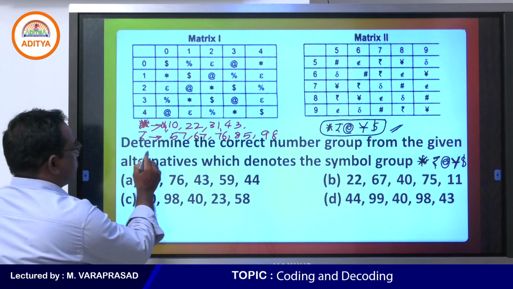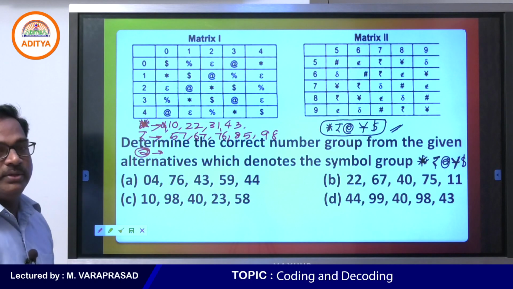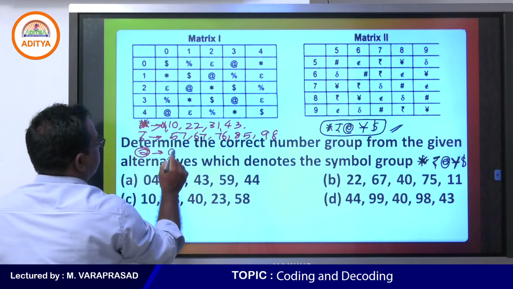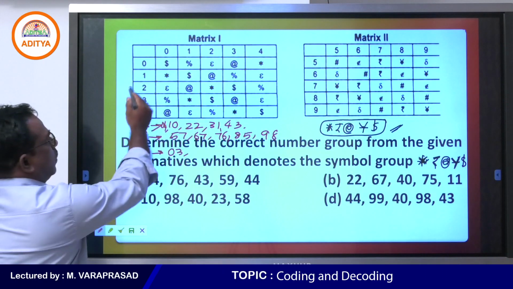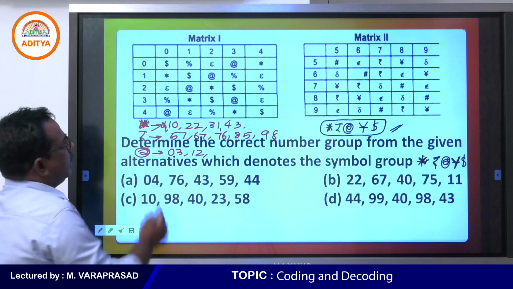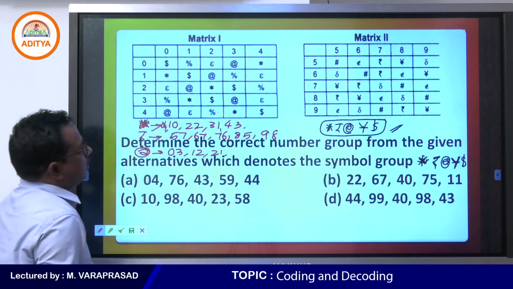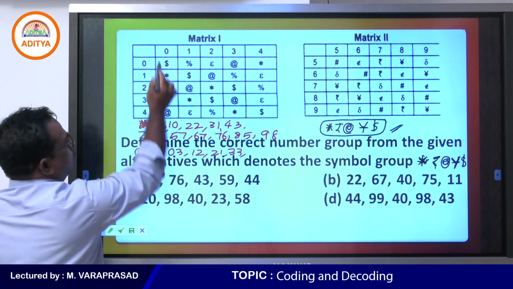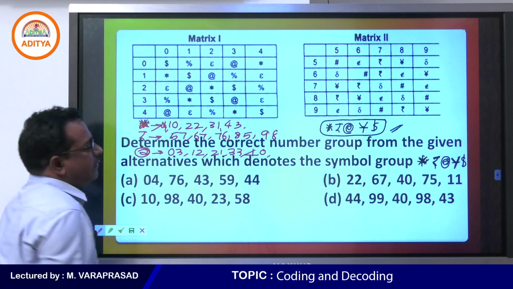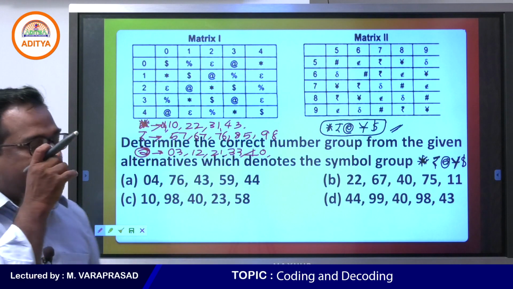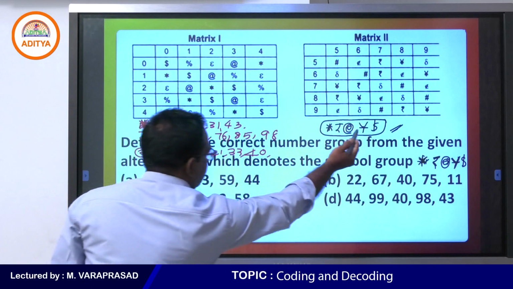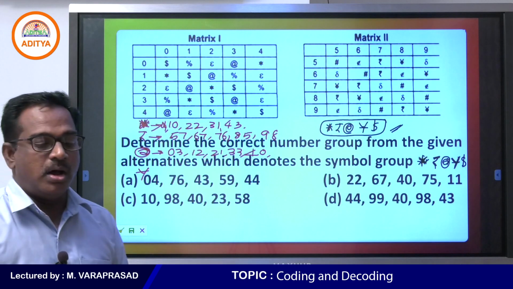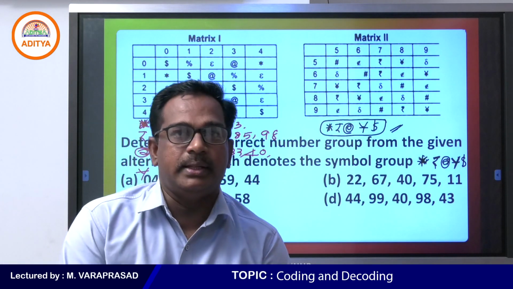Now you take at the rate. In how many ways can you represent at the rate? If you take at the rate, it is here, 0 3. Next one 1 2. Next one 2 1. Next one 3 3. Next one 4 0. So in these many ways you can represent at the rate. Take the next symbol. How many ways can you represent the next symbol? Find out, and in whichever option all of them mix, that is the correct answer.